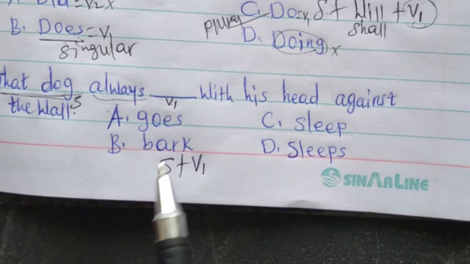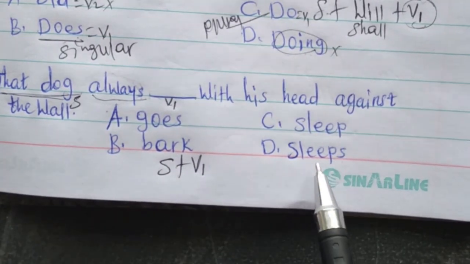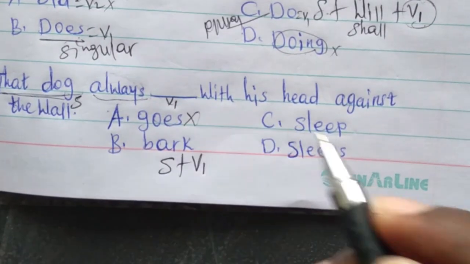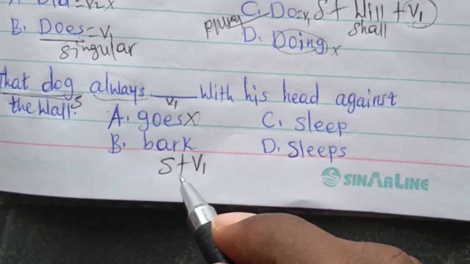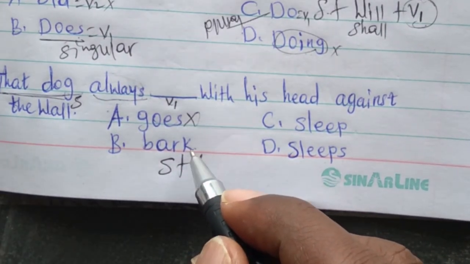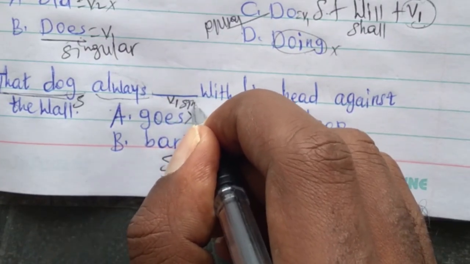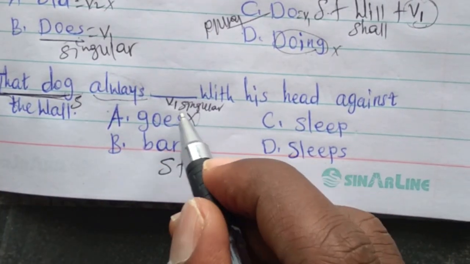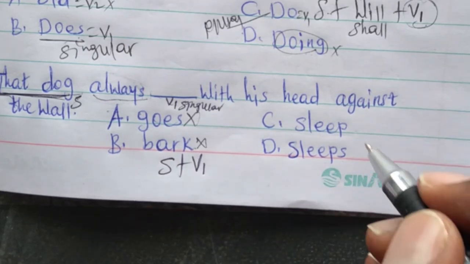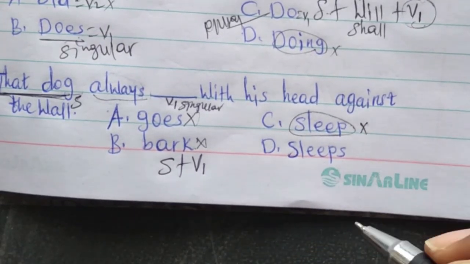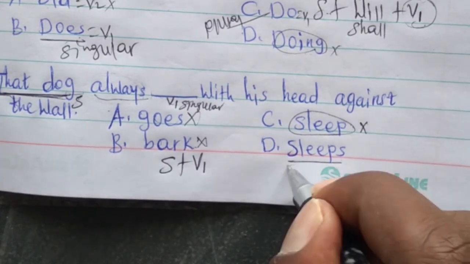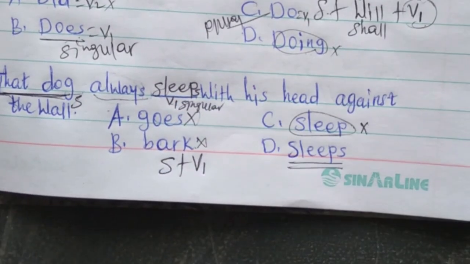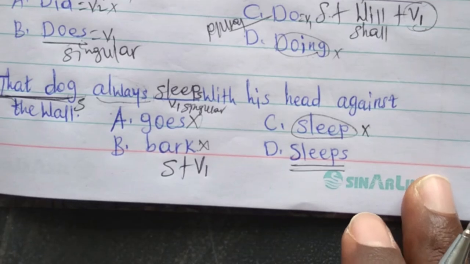So goes, bark, sleep, sleeps. Bark, this one is a plural verb, so we're not using a plural verb here, but we are using a singular verb because the subject, that dog, is only one dog, so this can be the answer. And the same is true here. Sleep, this one is also a plural verb, and sleeps is singular, so this will be the correct answer. That dog sleeps with his head against the wall.